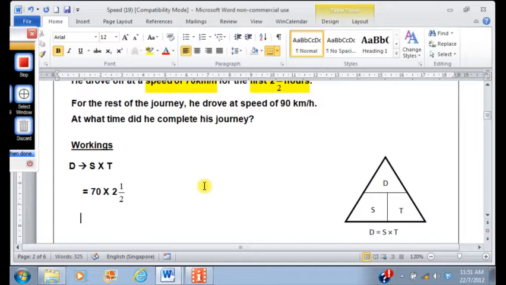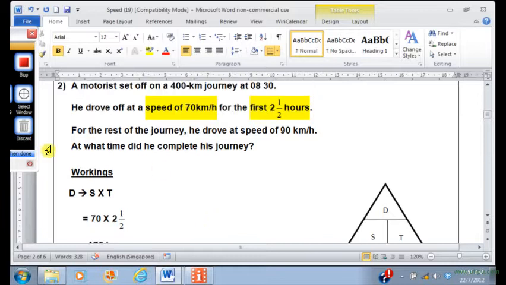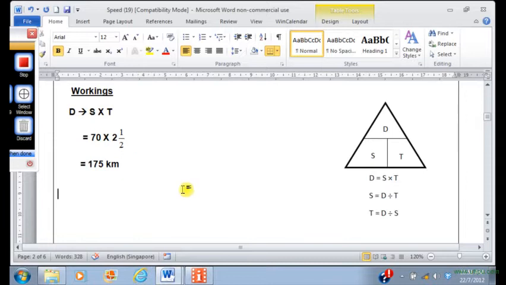Now this one, 70 times 2.5, this will be giving you a value of 175 kilometers. So the motorist for the first 2.5 hours managed to travel a distance of 175 kilometers. Right. For the rest of the journey, just like what we did previously, let's go and find out the distance for the rest of the journey.